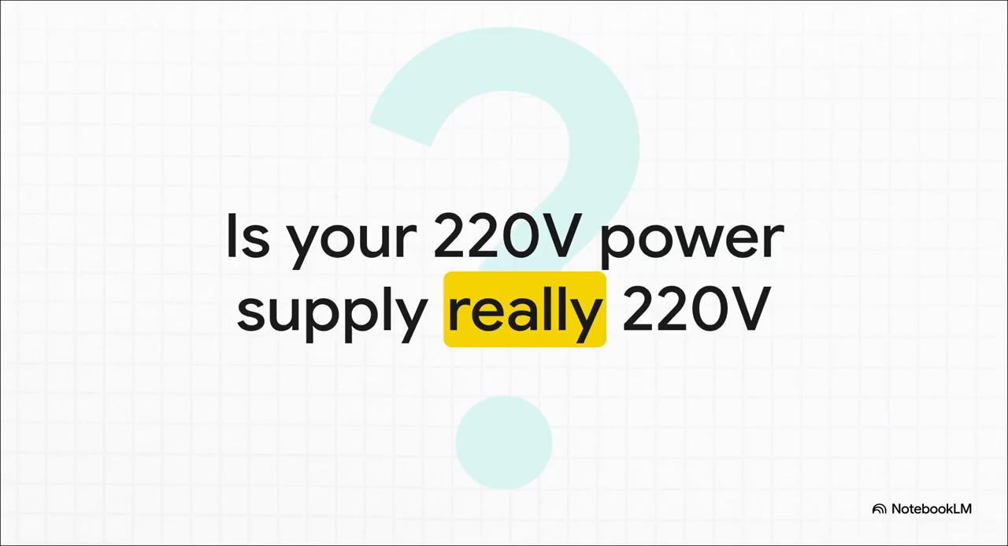You look at your appliances and you see that number printed on them, 220 volts, or 120 if you're in the States. But is that number telling you the whole story of what's coming out of your wall outlet? Well, spoiler alert, not even close.